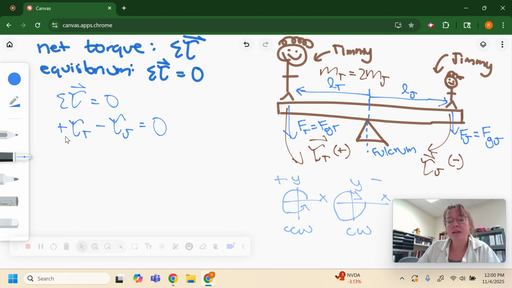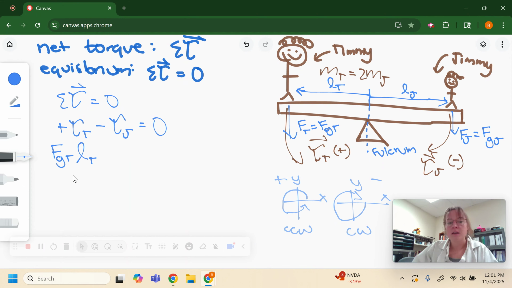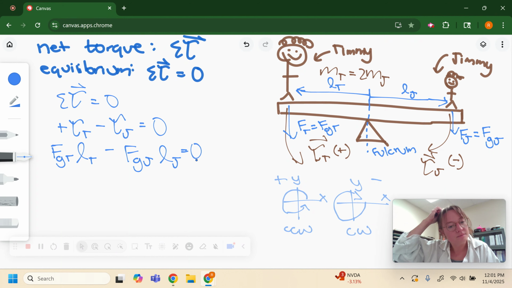Now, if we wanted to look at the size of Timmy's torque, we'd say that the size of Timmy's torque is the force that Timmy applies, which is going to be Timmy's weight, times the length of Timmy's lever arm, minus the force that Jimmy applies, which is going to be his weight, times the length of his lever arm here, and that's going to equal 0. Now, we weren't given their weights.